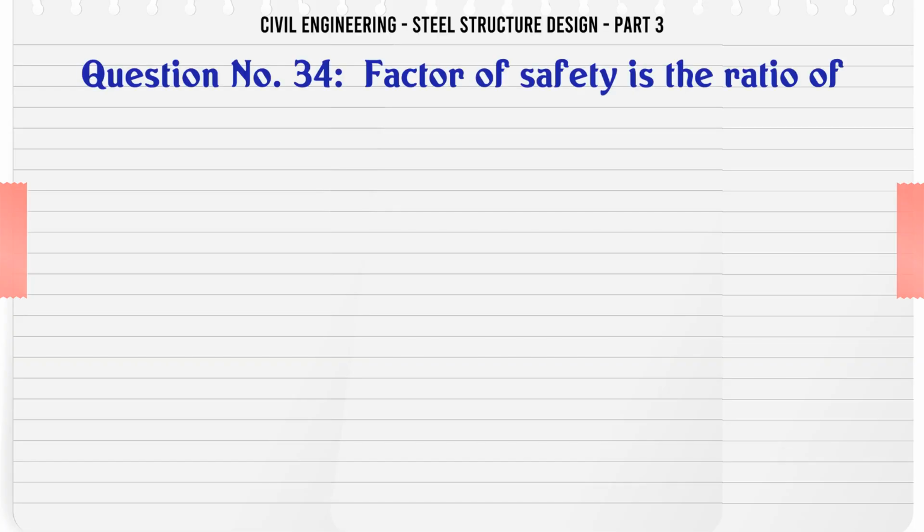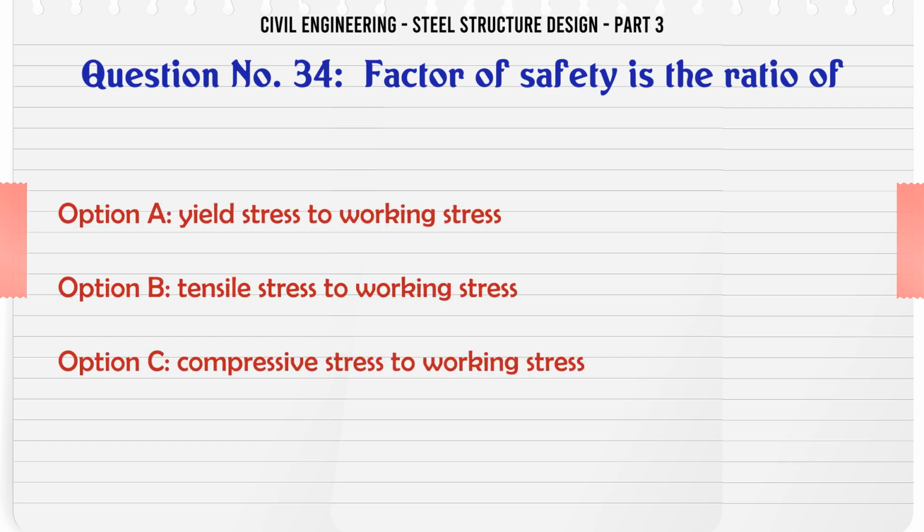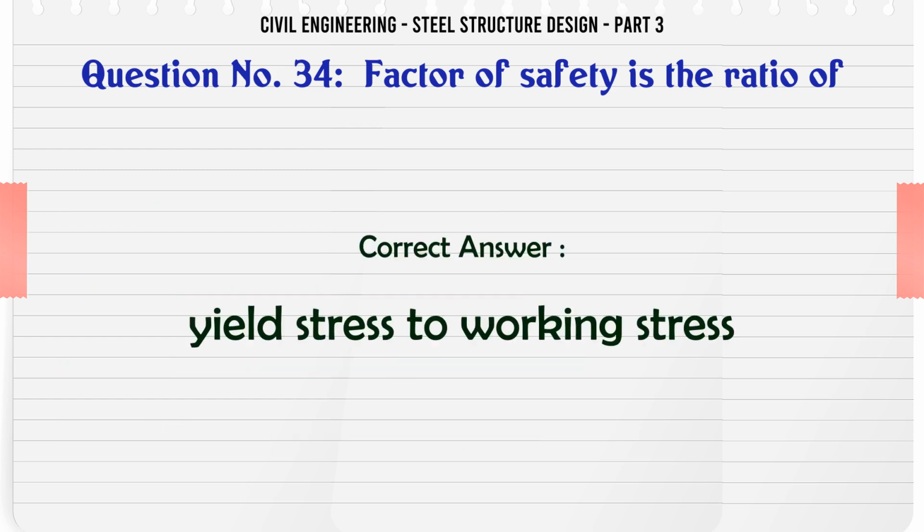Factor of safety is the ratio of A. Yield stress to working stress, B. Tensile stress to working stress, C. Compressive stress to working stress, D. Bearing stress to working stress. The correct answer is yield stress to working stress.